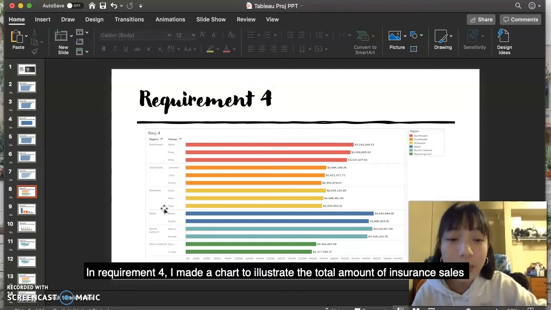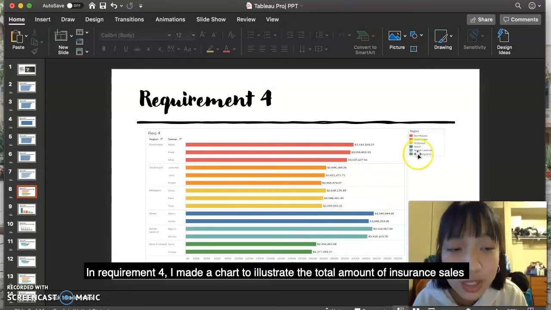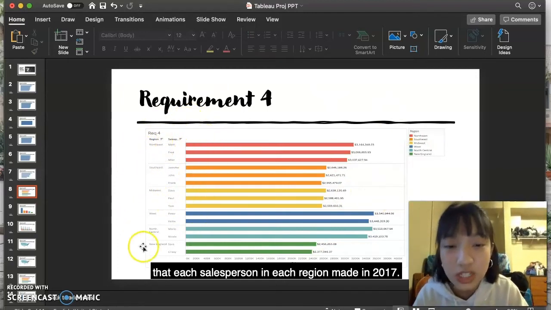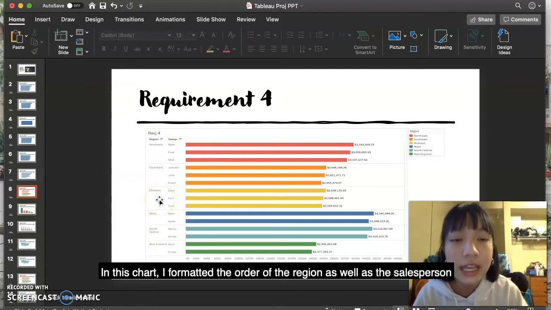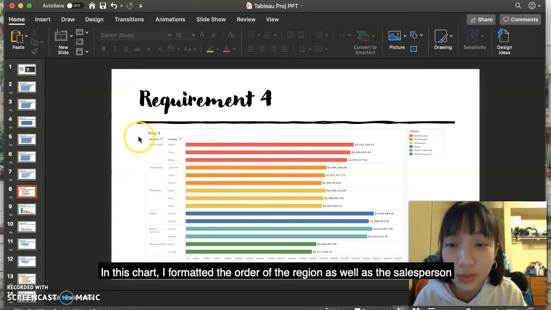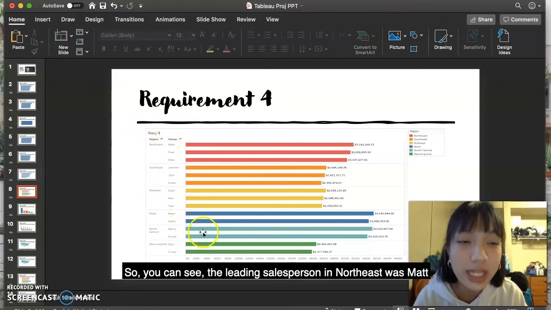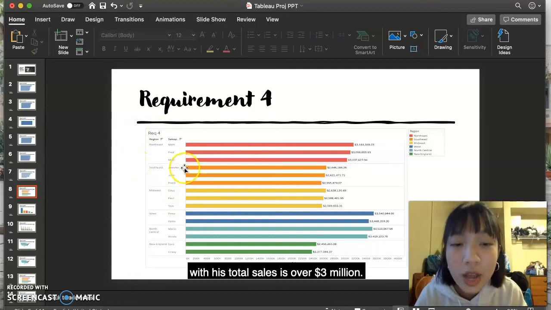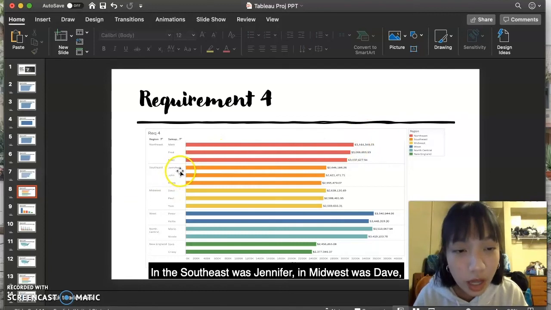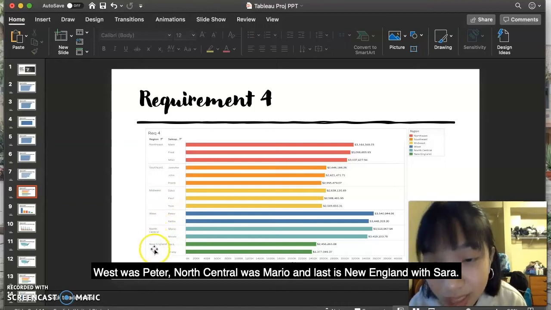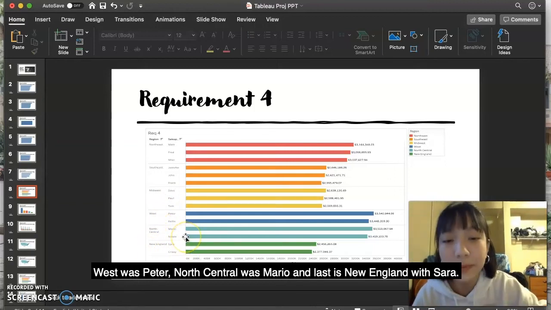In requirement 4, I made a chart to illustrate the total amount of insurance sales that each salesperson in each region made in 2017. In this chart, I formatted the order of the regions as well as the salespeople from the highest value to the lowest. So you can see here, the leading salesperson in the Northeast was Matt with his total sales of over 3 million. In the Southeast was Jennifer. In the Midwest was Dave. In the West was Peter. In the North Central was Mariel. And last, New England with Sarah.